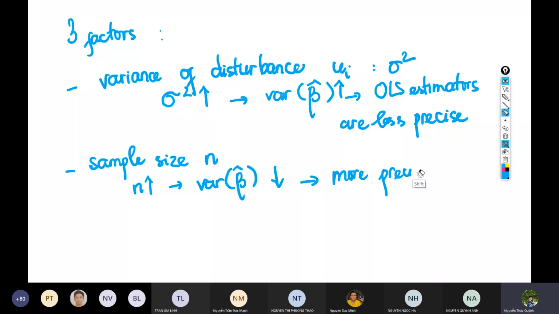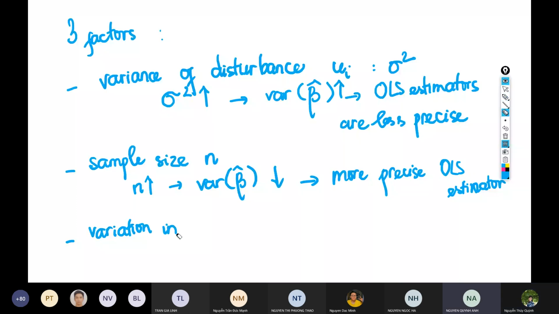Okay, and the third one is the sum of xi minus x bar squared. Okay. So it is the variance, the variation in the value, the variation of the independent variable x.